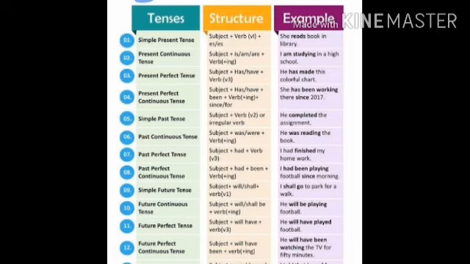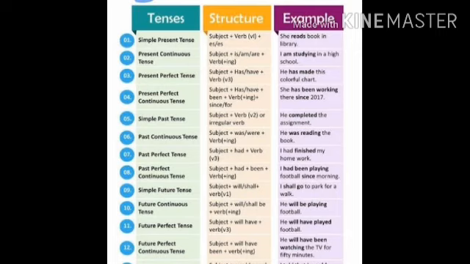Okay students, in present continuous the formation is subject plus helping verb. We will use helping verb is, am, are plus first form of verb plus ing plus object. Example is I am studying in a high school. I am studying. Studying is verb. Study, first form of verb plus ing. I am studying in a high school.